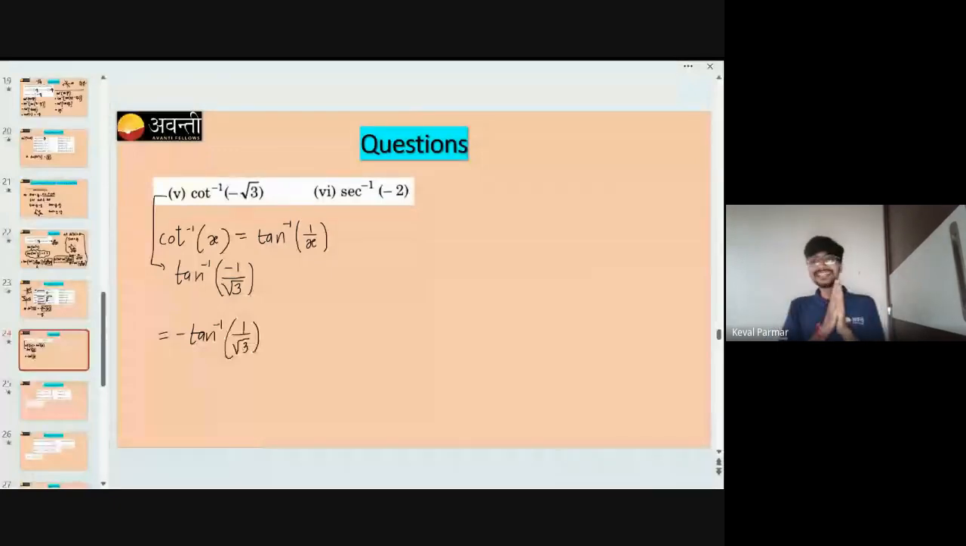So here it helps us in dealing with negative numbers. Now we all know tan inverse of 1 by root 3. Which angle of tan gives a value of 1 by root 3? It is 30 degrees. So 30 degrees means pi by 6 radians. So my answer is minus pi by 6 radians.